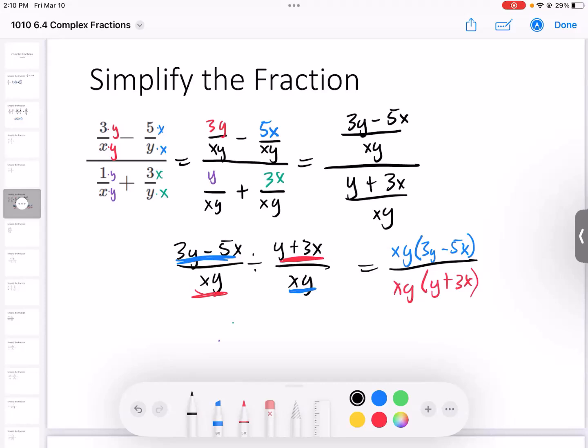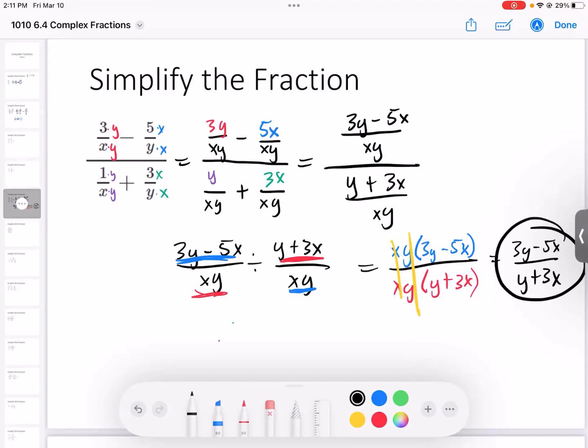However, I can simplify my answer because I have X's in the top and the bottom and Y's in the top and the bottom. And everything's in factored form, which means that I can cancel those out. So I'll cancel those out. And that gives me 3Y minus 5X over Y plus 3X. And that would be my fully simplified answer. Any questions on that?